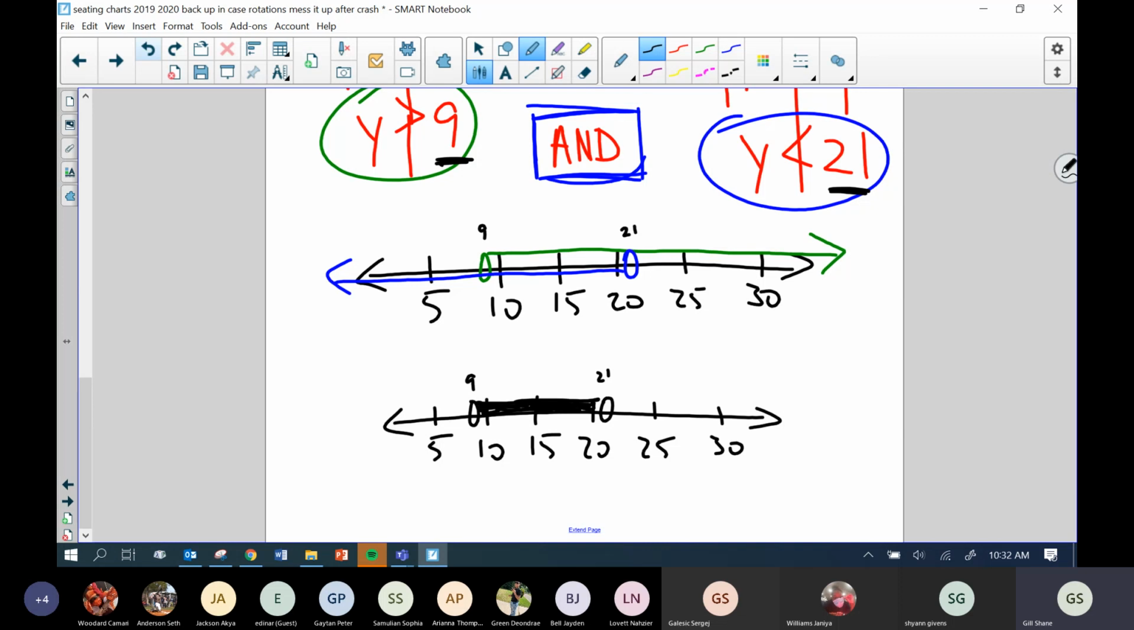For an AND problem, you have to think, well, where do they overlap? And that's my solution. And remember, if they don't overlap, then you don't have a solution. It's no solution.